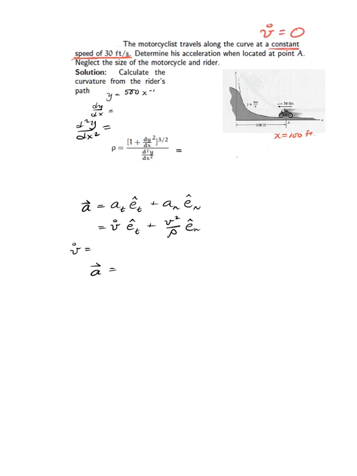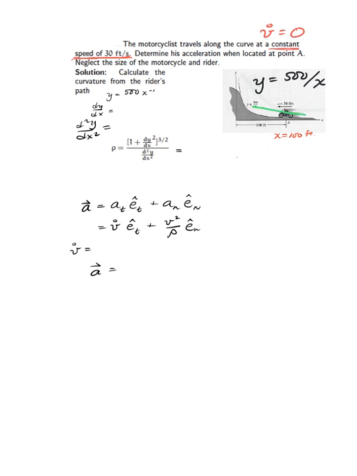Determine his acceleration when located at point A, and neglect the size of the motorcycle and the rider, so we'll just assume that that particle is sitting right on that curve. You're given an equation for the curve here, so we've got something that's going to be, again, defined in an XY coordinate system.